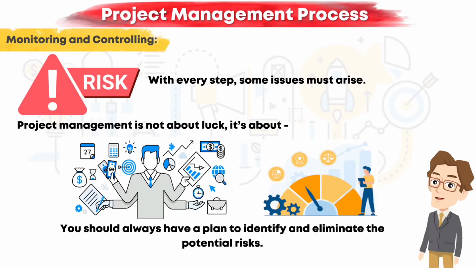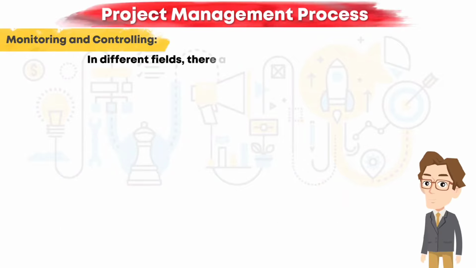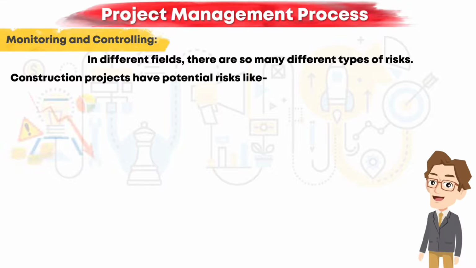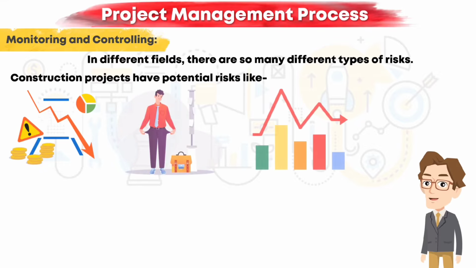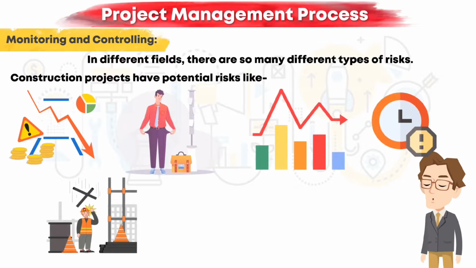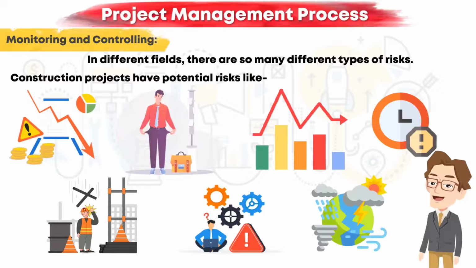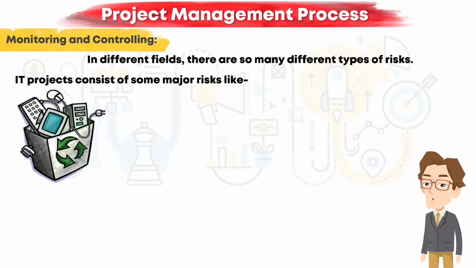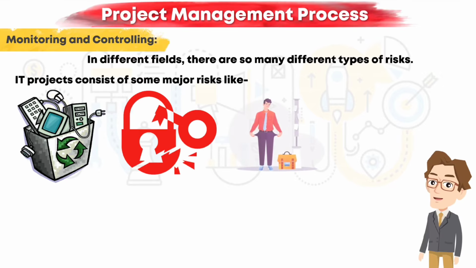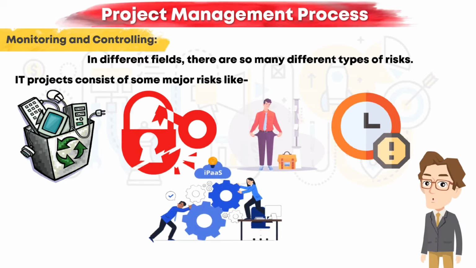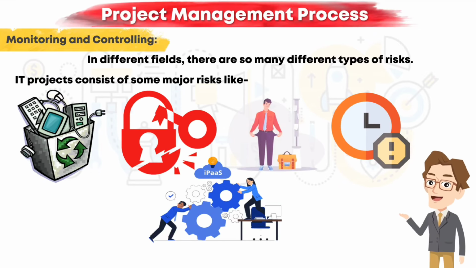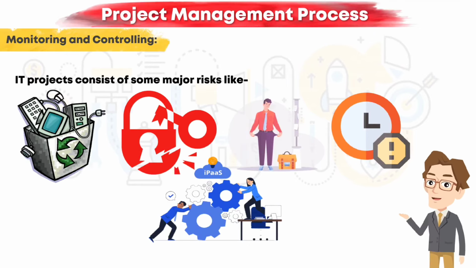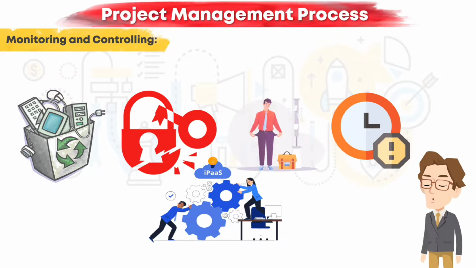Talking about risks, there are so many types of risks. In different fields, there are so many different types of risks. Construction projects have potential risks like cost overruns, funding issues, market fluctuations, schedule delays, site accidents, technical challenges, weather conditions, etc. IT projects consist of some major risks like technological obsolescence, security vulnerabilities, budget overruns, schedule delays, integration issues, etc. As you can see, every project faces some issues, at least once. So, as a project manager, you have to be prepared for every type of challenge.